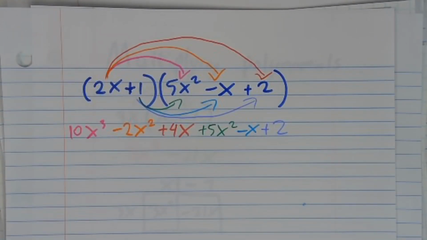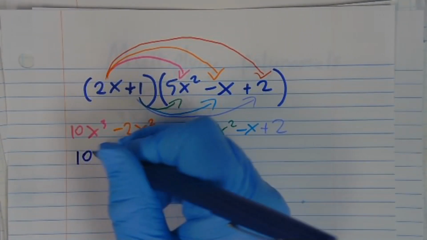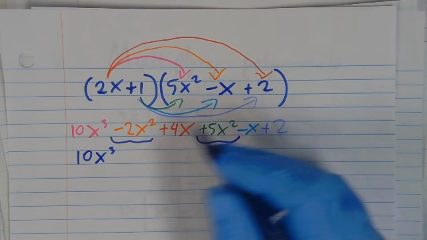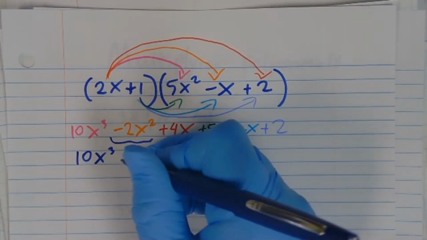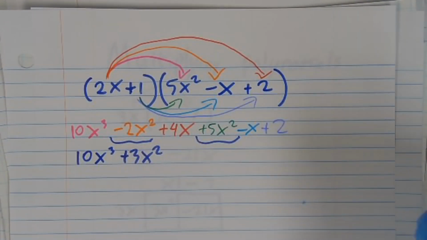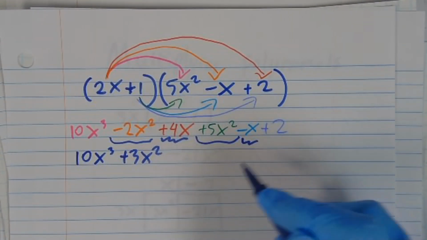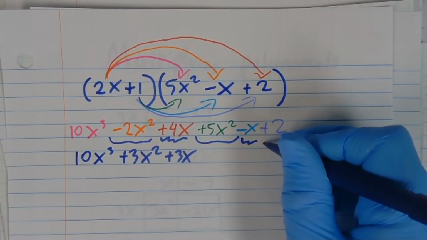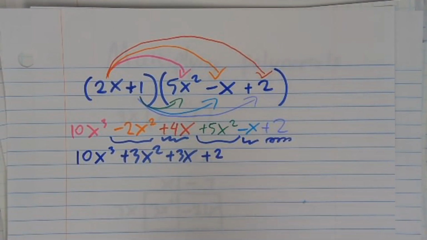So now I need to combine some like terms. I only have one that's to the third, so I have just this term, this 10x to the third. When I look at to the second power, I've got this one and this one, so that would give me negative 2x to the second plus 5x to the second would be 3x to the second. When I do these, I've got positive 4x here and negative x there, so that'd be positive 3x. And then this is my only constant. And so I end up with this as my final simplified answer in standard form.